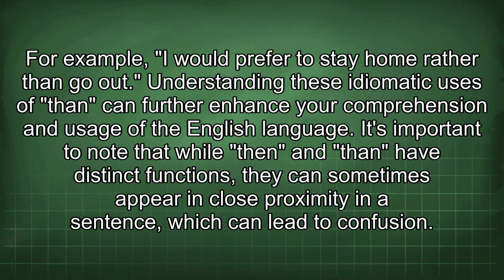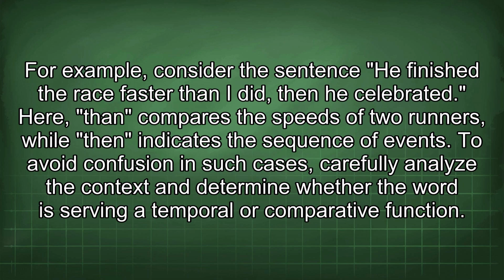It's important to note that while then and than have distinct functions, they can sometimes appear in close proximity in a sentence, which can lead to confusion. For example, consider the sentence, he finished the race faster than I did, then he celebrated. Here, than compares the speeds of two runners, while then indicates the sequence of events.